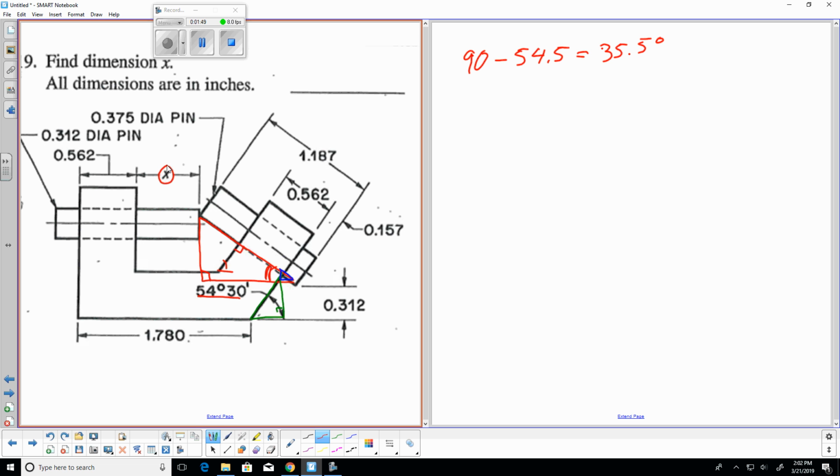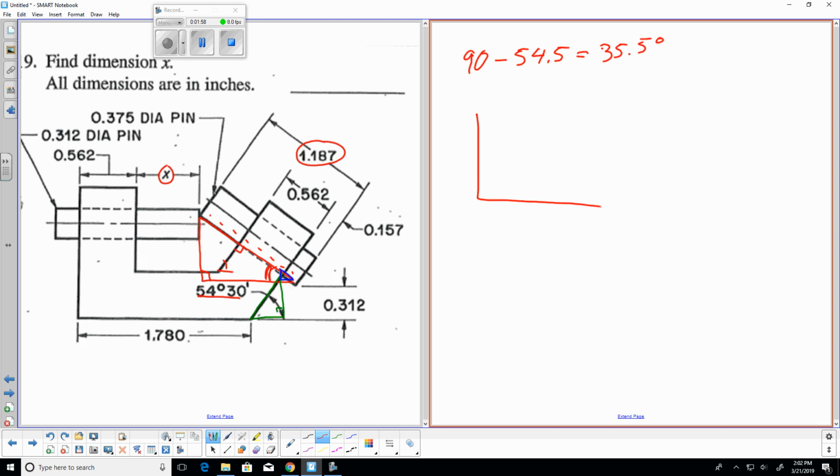Now, we need some other values for this. We're given the hypotenuse to be right here. This is the length of the hypotenuse of the red triangle. So I'm going to redraw the red triangle, and ultimately we'll call this Z. We're trying to find that value right there. So we're going to call this 35.5 degrees. This diagonal is going to be 1.187, and we're going to try to find that. So if you look at that, that's going to end up being a cosine. So if this is adjacent, that's hypotenuse. So Z is going to be equal to the hypotenuse, 1.187, times the cosine of my angle, which is 35.5 degrees. Okay, work that out.